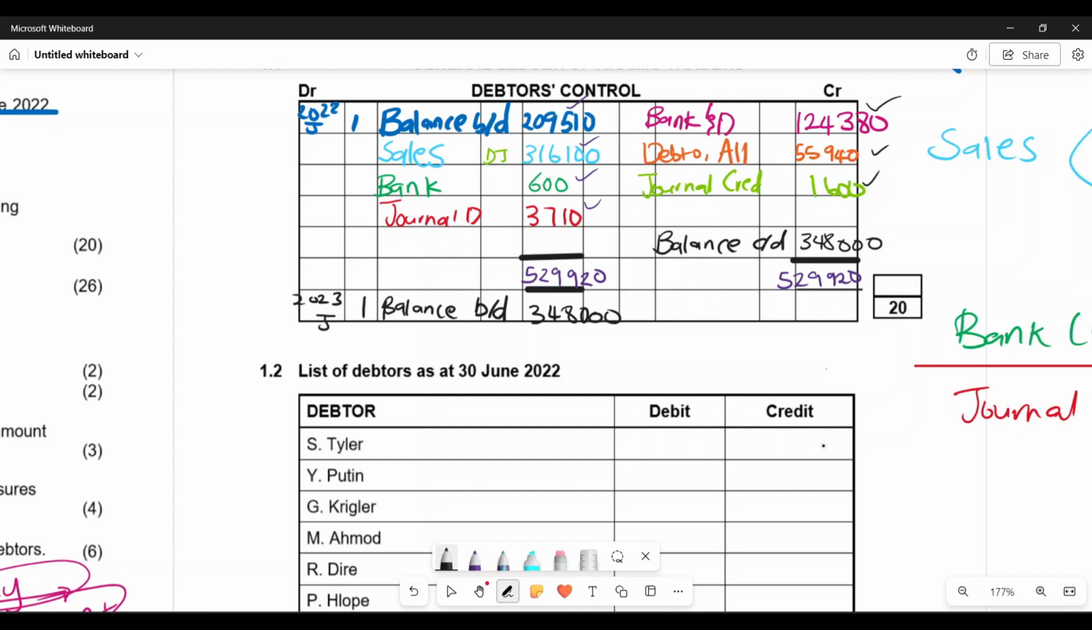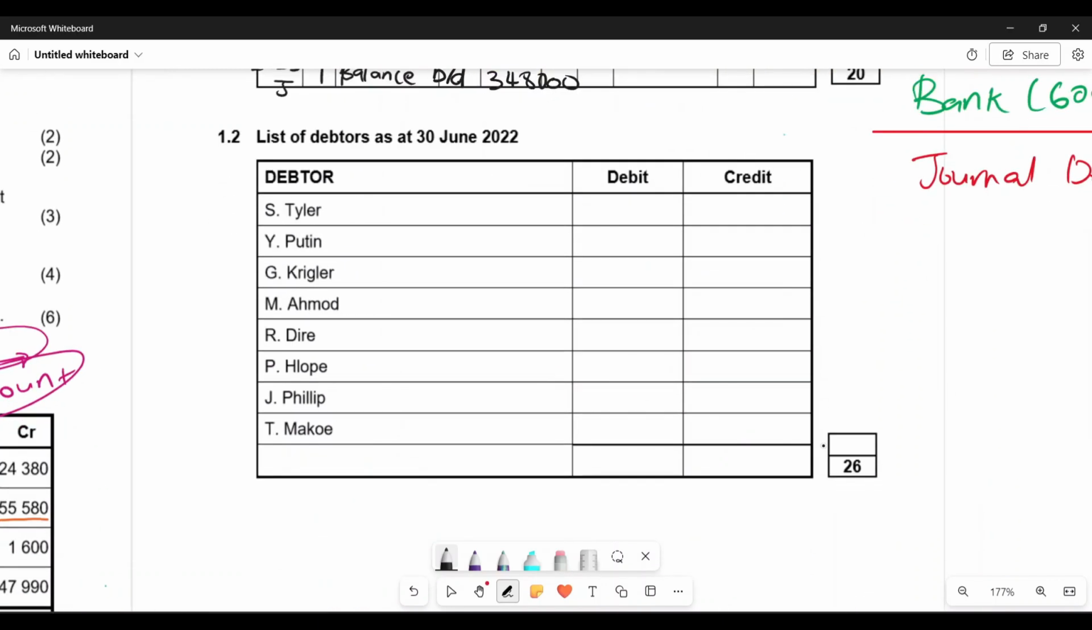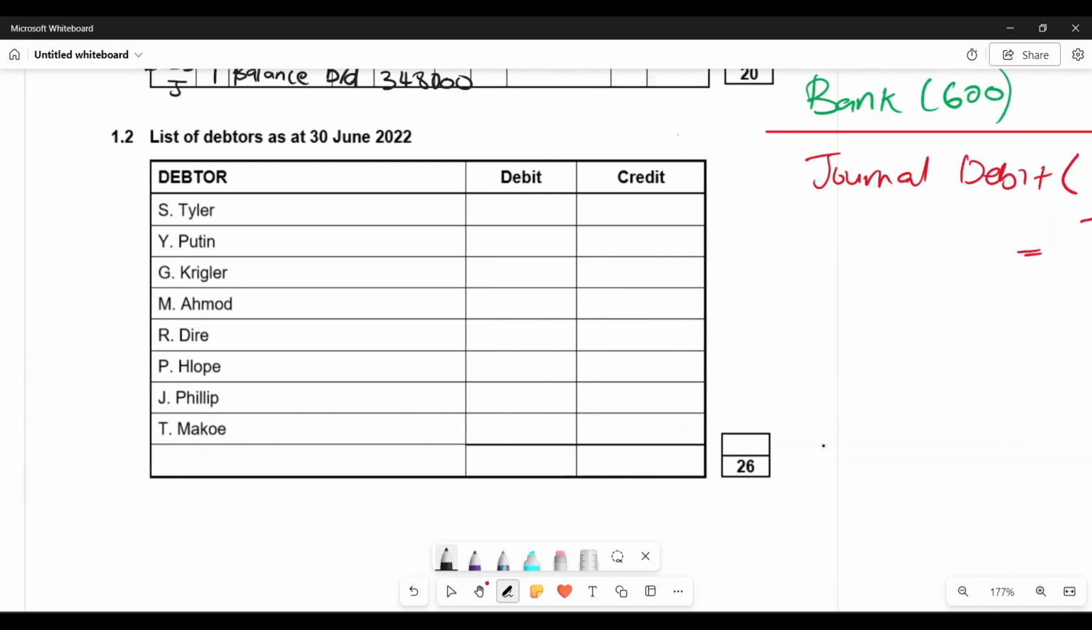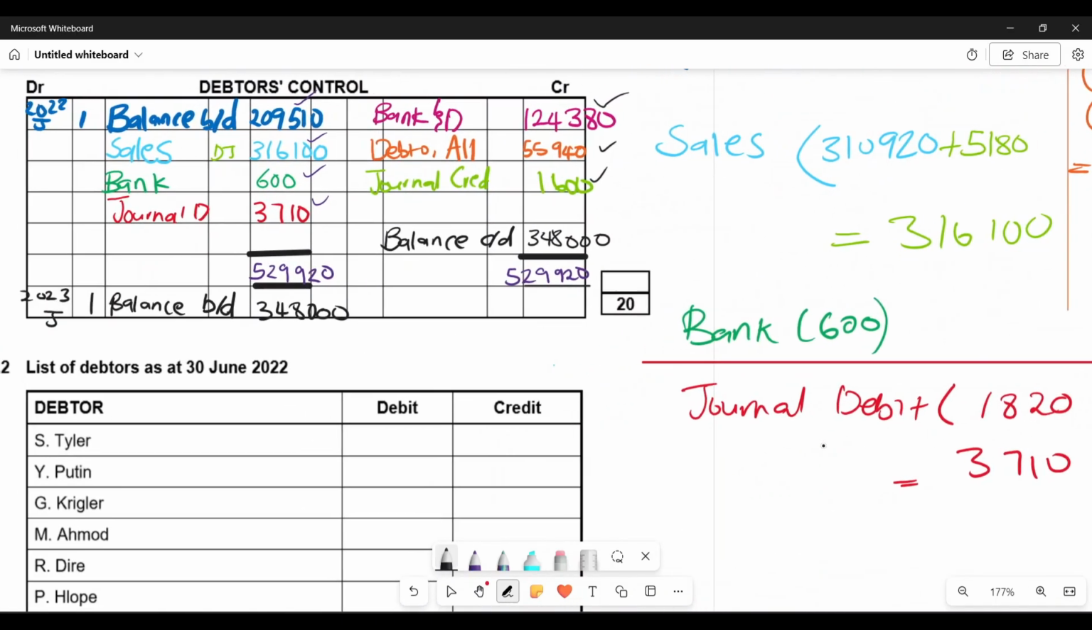As a result, remember this balance here should be the same as the balance on your debtors list. When you add how much your debtors are owing you on your debtors list, you should get the same balance we got here of 348,000, right? Now let us try and prepare our debtors list.